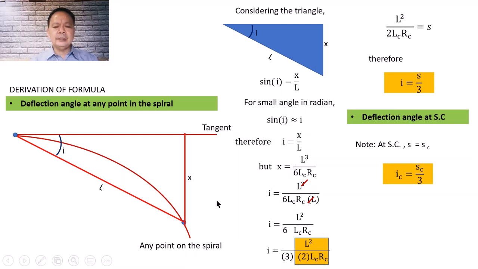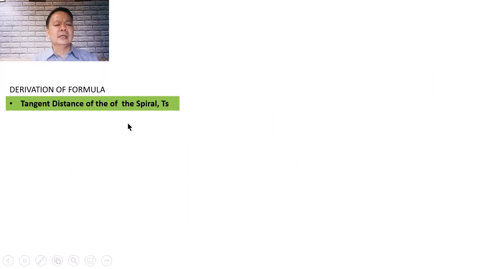Now, for the last element, which is somehow more complicated in the derivation, is the tangent distance, the computation of the tangent distance of the spiral.